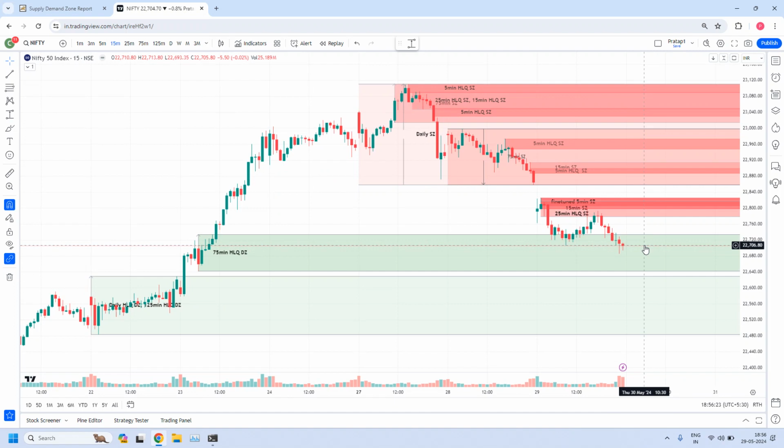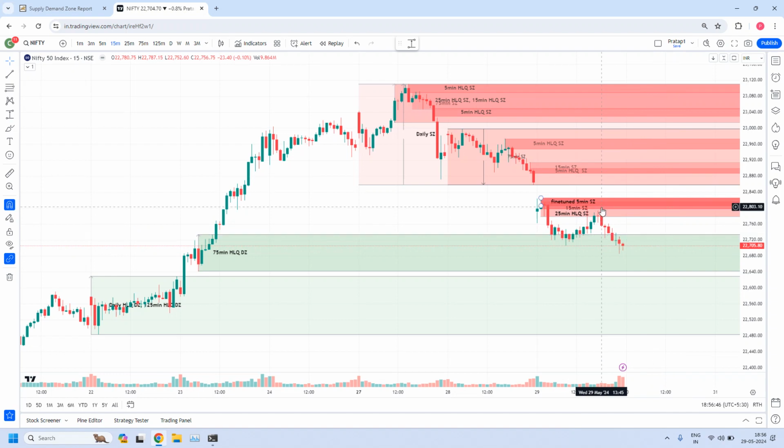There are two possibilities tomorrow. This zone will be violated. Second possibility, institutions may create a new 15-minute zone inside this area. Probably that might be having a fine-tuned 5-minute zone. Then again push the price. At that time there will be a fight between these two zones.